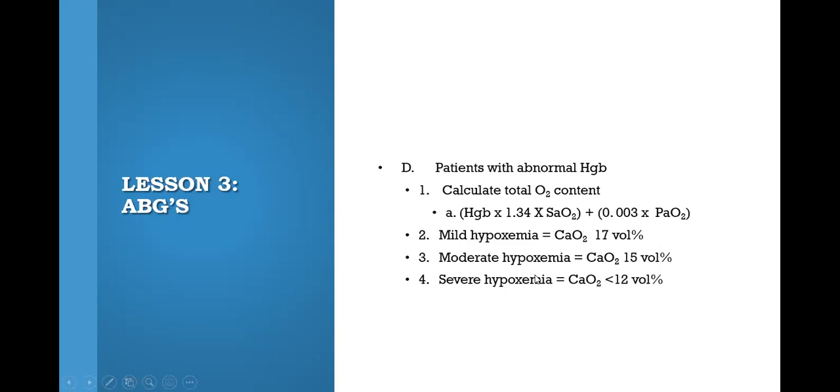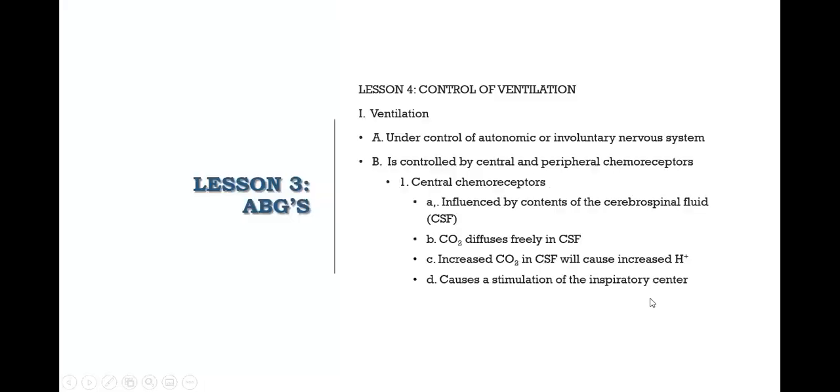All right, we can look at it this way right here. Calculate the total O2 content with these two right here. This is the formula, and whatever I get, if I get 17, I'm in mild. If it's around 15, I'm moderate. Anything less than 12 is severe, okay?